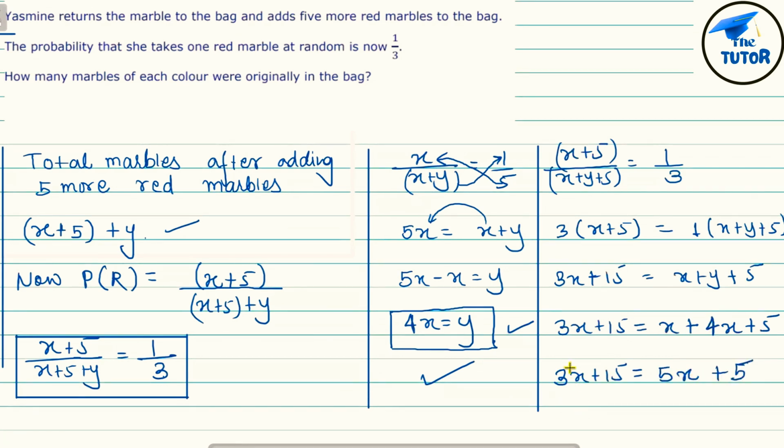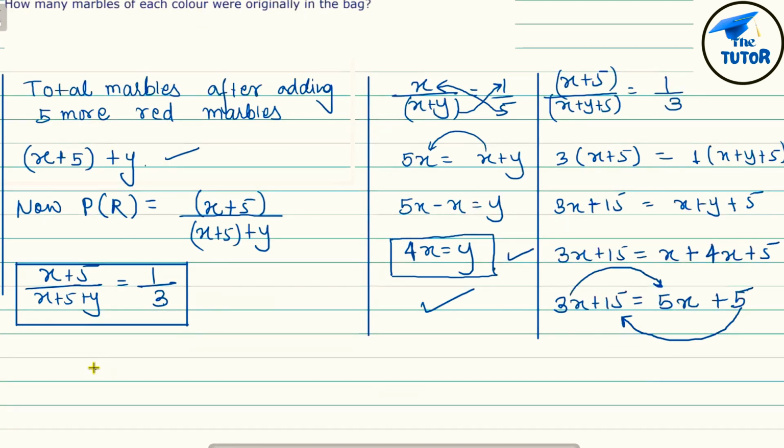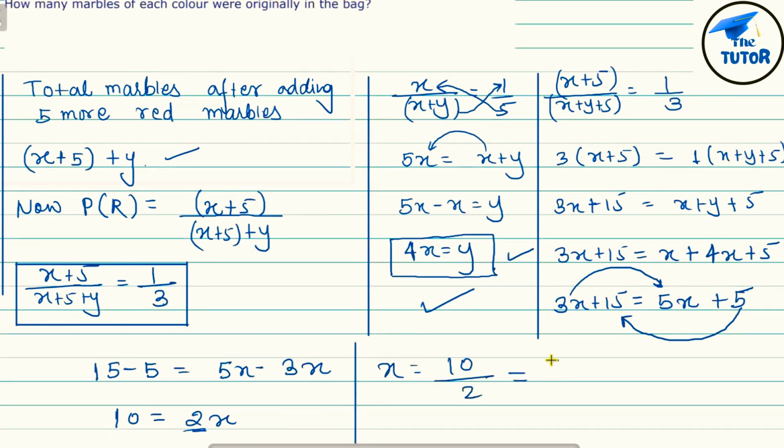Let's transpose this 3x to the other side and 5 to the left hand side, and you will end up getting the value of x. How? Let's check. Now 3x will go to the right hand side, so 15 minus 5 is equal to 5x minus 3x. Now what is this? 15 minus 5 is 10. 5x minus 3x is 2x. Now 2 is multiplying here, so on the other side it will divide 10. You will end up getting x is equal to 10 divided by 2, that is 5.